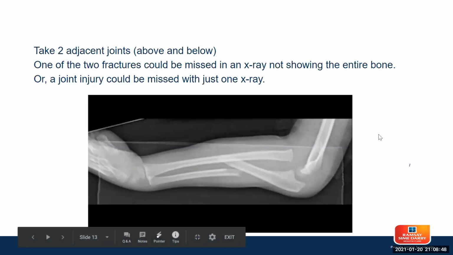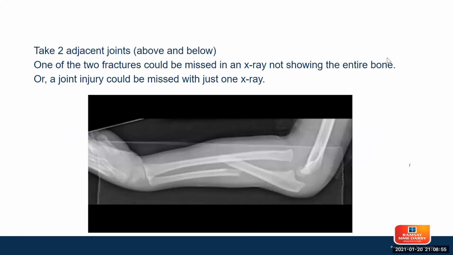Adjacent joints, it's important to take the joint above and below, or joint proximal and joint distal. So if you see this X-ray, what is the most obvious?